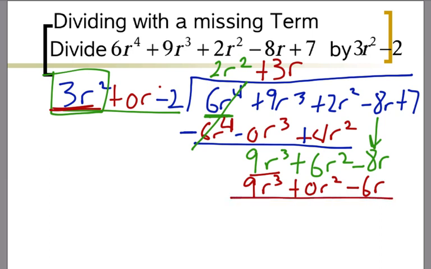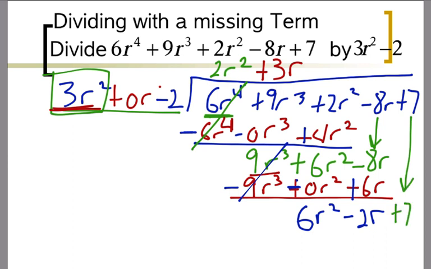And then I go ahead and subtract. So I change my signs. So this will turn into negative, negative 0, whatever, and then plus. Okay? So then you'll see that the 9r to the thirds cancel. The 6r squared just comes on down. And then negative 8r and positive 6 turns into negative 2r. And then you finish by bringing down your 7.